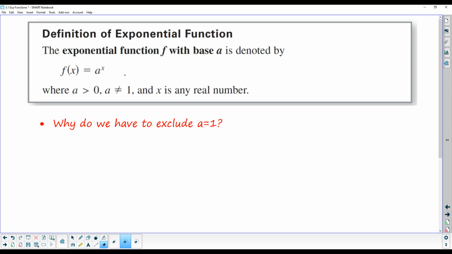A has to be a number for exponential functions. A has to be a number greater than 0, so we can't have a negative base. Also, A can't be 1. Why can A not be 1? Yeah, if it was a base of 1, that's really just 1. So it's the constant function, y equals 1. So the base has to be a non-1 positive number.